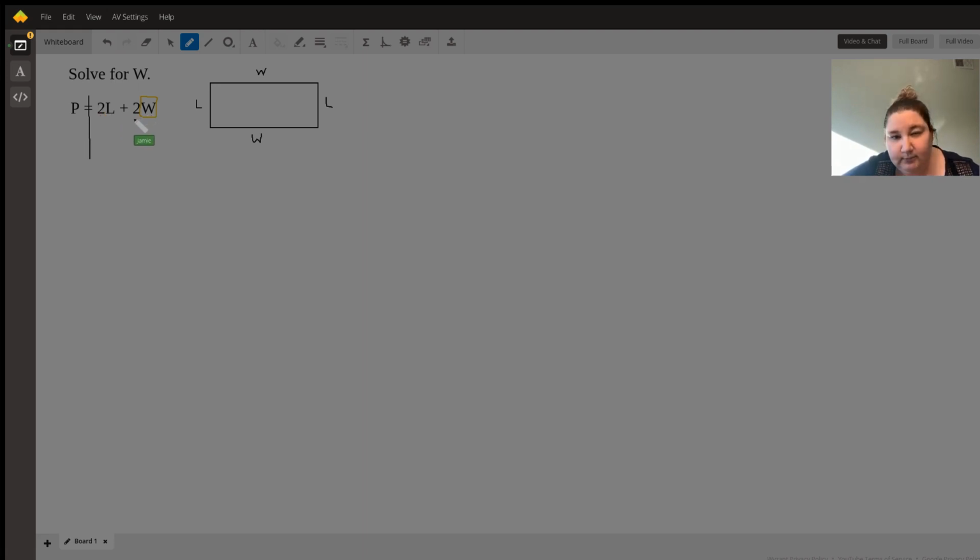So W is being multiplied, but that's really close together. 2L is being added to W since it's positive. The opposite is negative, and negative is like subtraction. So we're going to subtract 2L from both sides. Okay, this 2L cancels out.